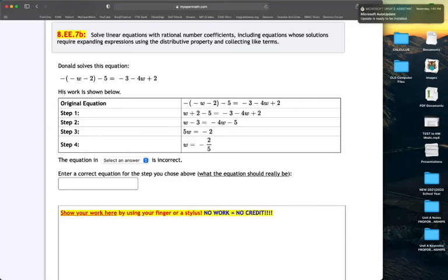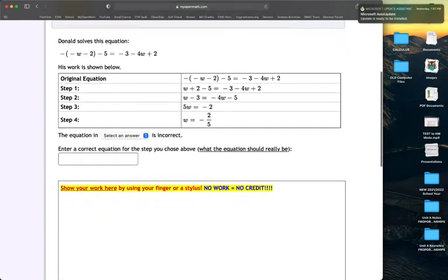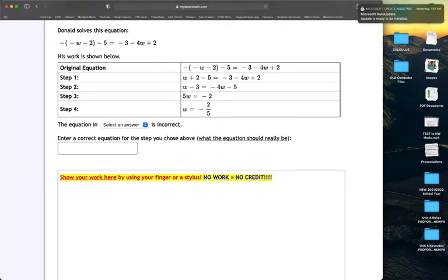In the standard 8.EE.7b, where we are solving linear equations with rational number coefficients, including equations whose solutions require expanding expressions using the distributive property and collecting like terms, there's a possibility where we may be presented with a problem like this, where a person is trying to solve a specific equation and all of their work is shown, and what you're trying to figure out is where the mistake is made.